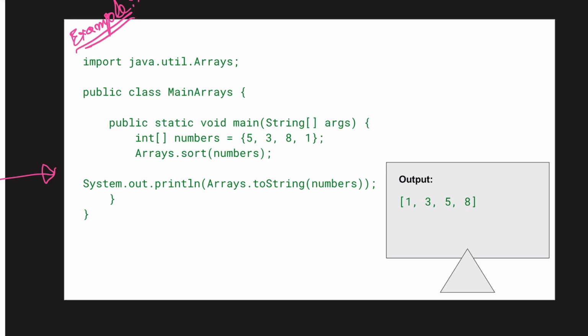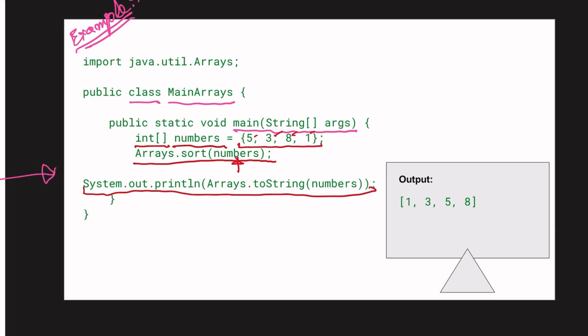In this program, you can clearly see we have one class. Class name is main arrays. Inside the main arrays class, we have the main method, the entry point of any Java program. After that, we have the integer array named numbers. In that object, we are storing this array 5, 3, 8, 1. And after that we are sorting that with Arrays.sort(numbers). And once these numbers are sorted, you can see the output with the help of System.out.println(Arrays.toString(numbers)).